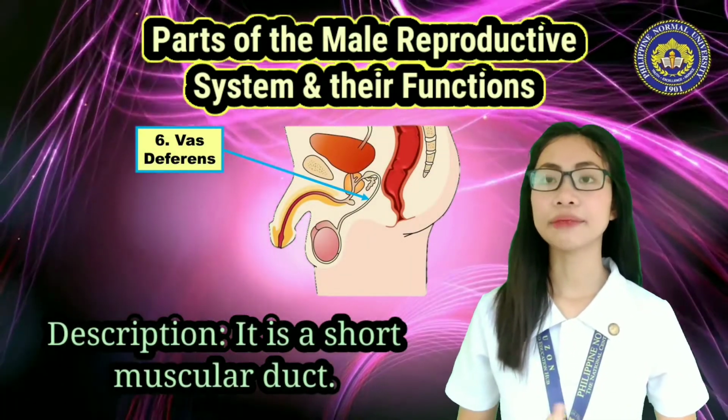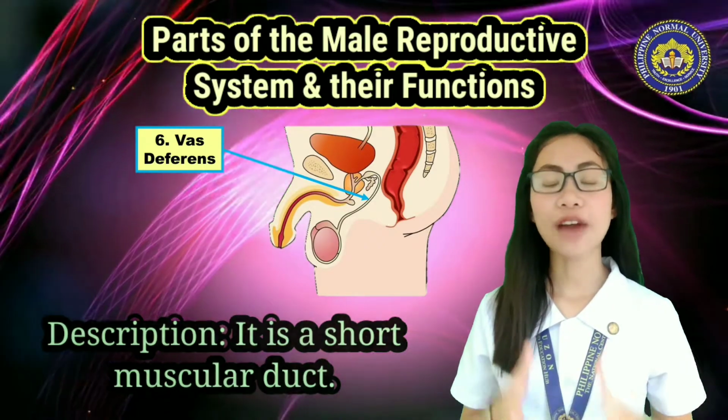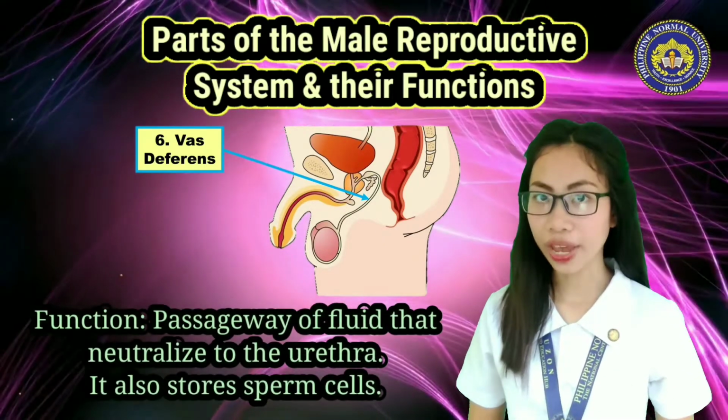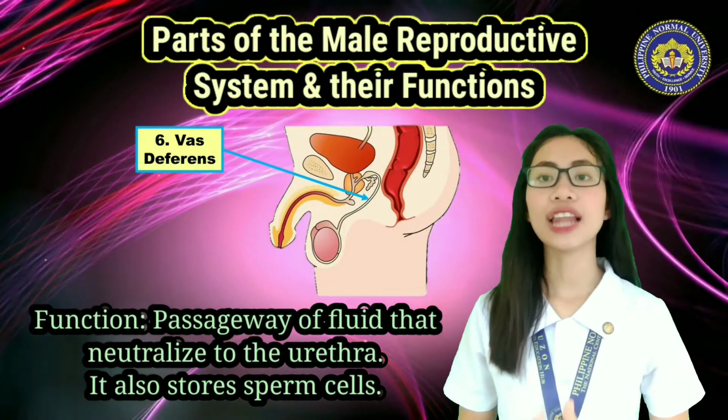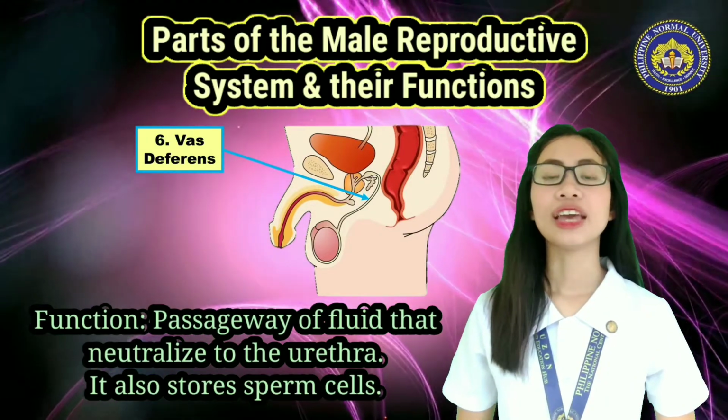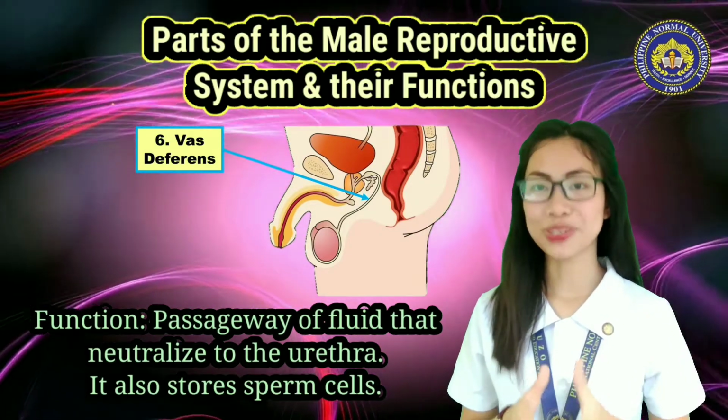It is a short muscular duct, and its function is to be the passageway of the fluid that neutralizes to the urethra. And it also stores sperm cells.